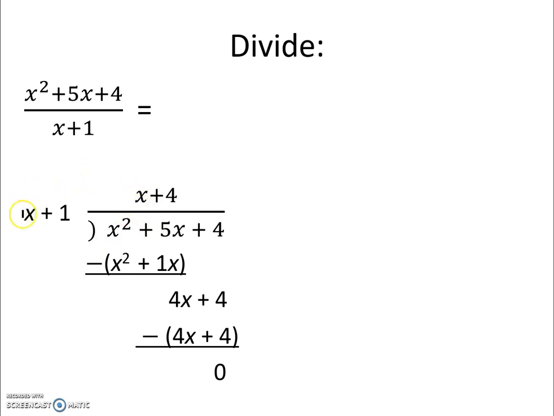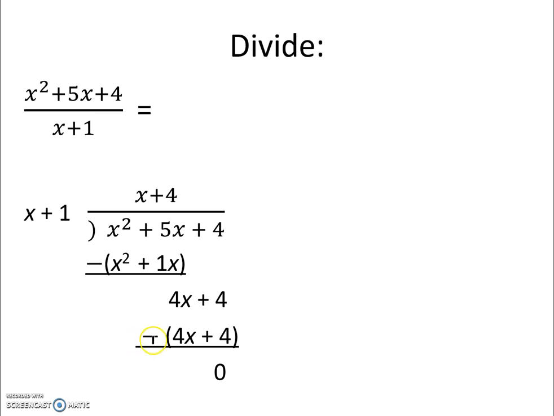And then x times x is x squared, and x times a positive 1 is a positive 1x. We subtract that whole quantity, and the x squareds go away, and that should always happen with your first term when you're doing this long division. And if we have 5x minus 1x, we're left with 4x. Then we bring down this positive 4, and we go back up to this outer x that I told you you're always working with, and you say x goes into 4x how many times? Well, it's 4, and 4 times x is 4x, and 4 times 1 is 4.